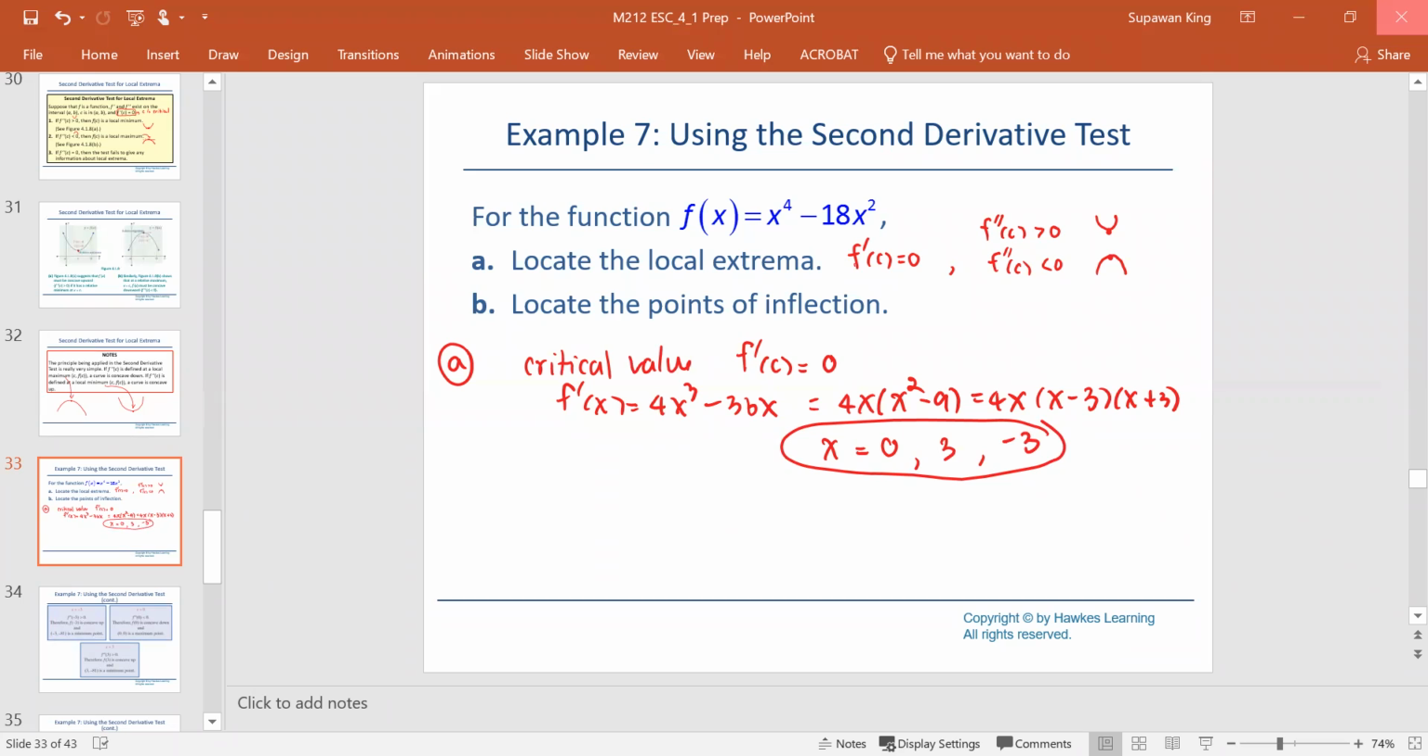Let's find the function values and set them on the side. So f at 0 equals 0. f at positive 3 equals 3 to the fourth minus 18 times 3 squared, which is negative 81. And f at negative 3 equals negative 3 to the fourth minus 18 times negative 3 squared, which is the same value, negative 81.